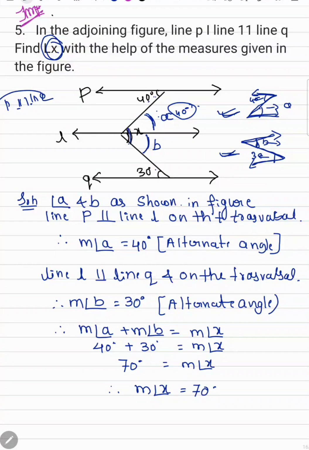So how is it correct? It is 40 plus 30. How much is it? It is 70 degrees. A means 40, B means 30. Both are added, and angle X is 70 degrees. So it is easy to find.